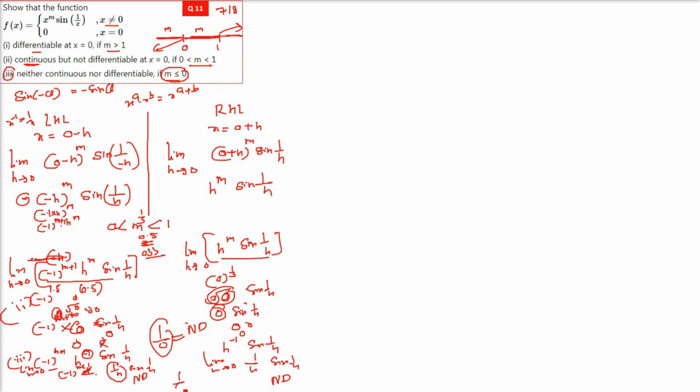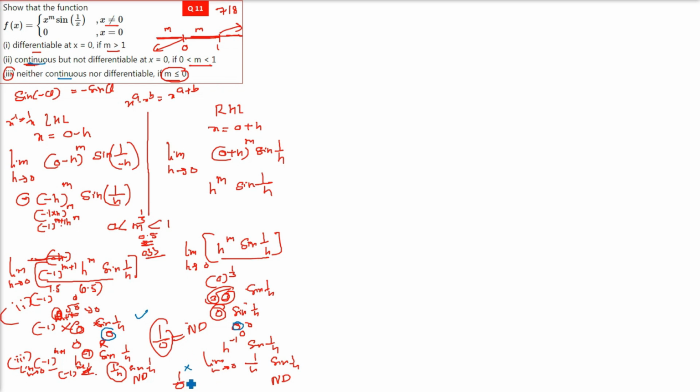There is nothing called 0 to the power 0, infinite to the power infinite like that. This is also not defined. So it is not continuous in either case, m less than 0 or m equal to 0. Okay. Now let us, I'm not cleaning it up because I have to show how this differentiability will be checked. The differentiability has been asked for first, second, third, all the parts. So we have to check for m greater than 1 also, all these.